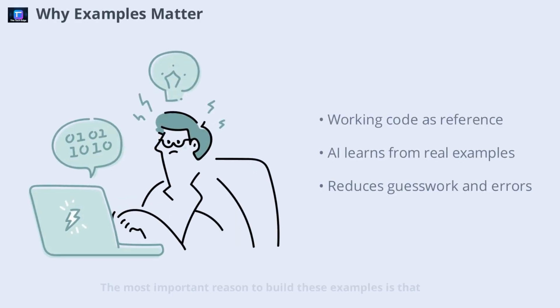The most important reason to build these examples is that they give you working code you can use as a reference. When you use AI tools like Claude, providing these examples as context makes a huge difference. Instead of guessing how the package works, the AI can see real working code. It learns how to initialize the engine, what the syntax looks like, and how features like collision detection actually function. This is like giving someone a recipe, instead of just asking them to cook a dish they've never seen before.